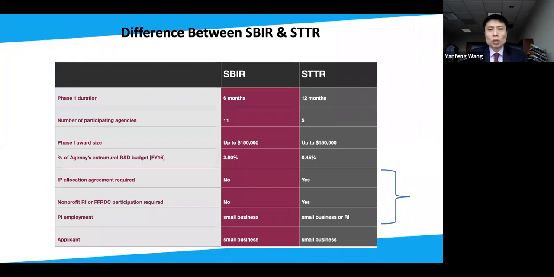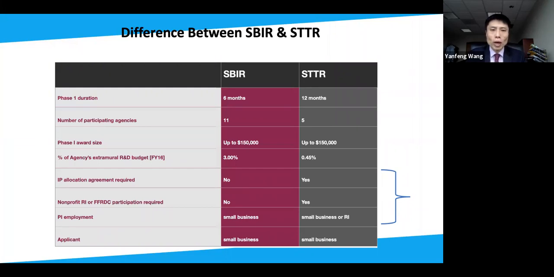What are the differences between the two programs? I want to bring your attention to 3 key differences. STTR requires involvement of IP and tech transfer. SBIR does not need that. Therefore, an ideal format for STTR to work is your company collaborates with a university and licenses a technology and IP. That is a very good foundation to fit into STTR. If you don't have any involvement of IP, you should probably consider SBIR.